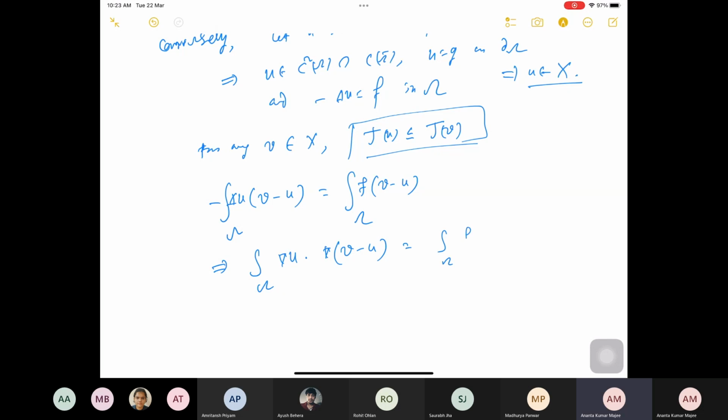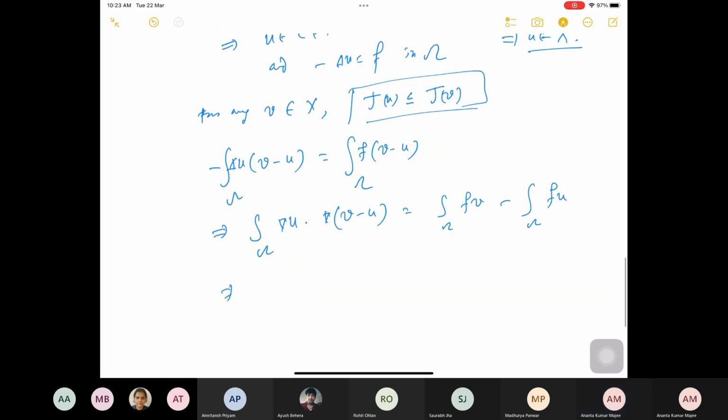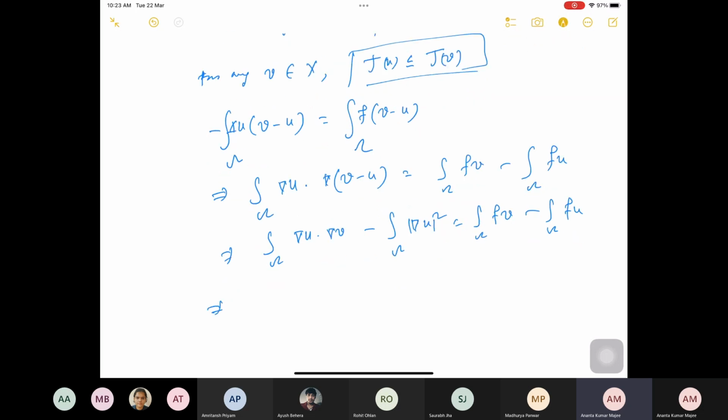This is equal to the integral over omega of f times (v minus u), because it is linear. So now this is nothing but the integral over omega of grad u dot grad v, because this is again linear, minus the integral over omega of grad u square, which is equal to the integral over omega of f v minus the integral over omega of f u. Okay, so this implies, if I take this minus sign to the right hand side and this side, I have the integral over omega of grad u square minus the integral over omega of f u equal to the integral over omega of grad u dot grad v minus the integral over omega of f v. Is it not?